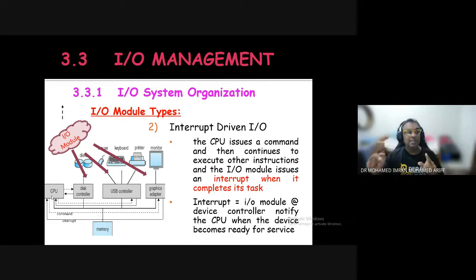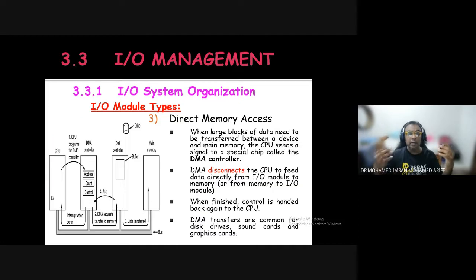Once the input-output is free, it will signal back to the CPU to inform that it's free. Okay, that is interrupt-driven input-output. The next one is direct memory access. When large blocks of data need to be transferred between a device and main memory, the CPU sends a signal to a chip called direct memory access.